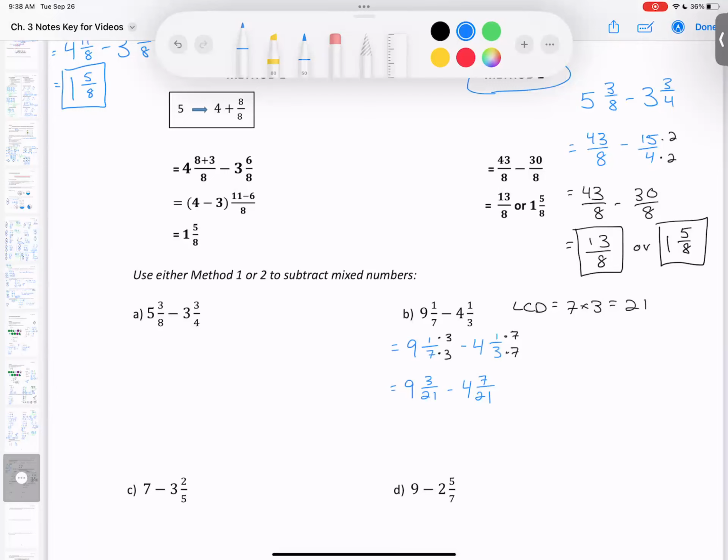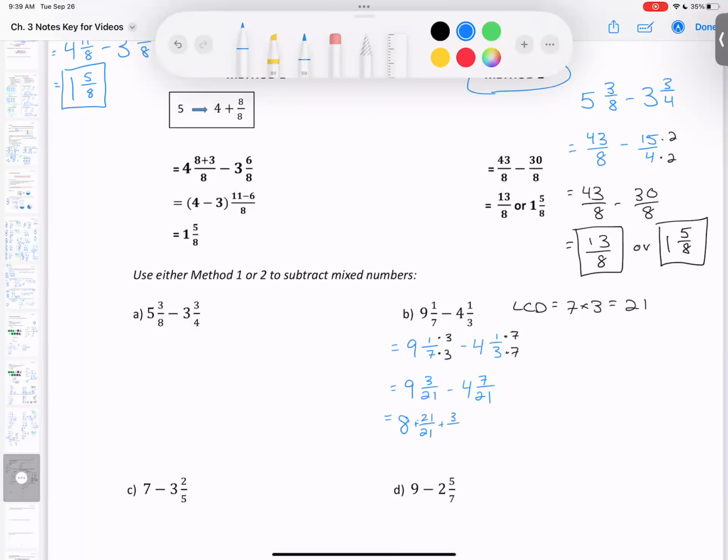And so if we do this method 1, we would go 9 minus 4 is 5. And then we would try to subtract those fractions, and we would say, well, 3 21ths minus 7 21ths. I can't do that. I don't have enough. So I know I'm going to be borrowing here. So I'm going to rewrite this as 8, and that's going to be plus 21. Maybe I'll just write that in. Plus 21 over 21. That's my extra whole number.